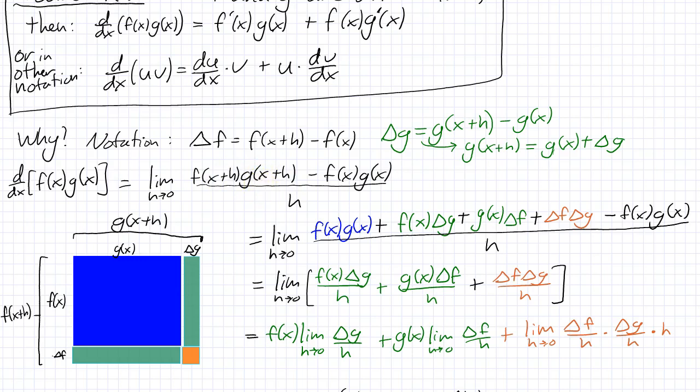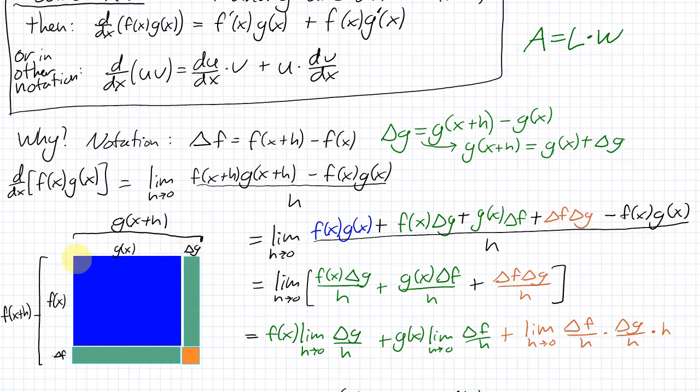So that's why I drew this nice rectangle here, so we can see what the different parts of this product are. If we think of multiplying g of x plus h times f of x plus h as just the area of a rectangle, using regular old area equals length times width, in this case the height is f of x plus h and the length, the other dimension, is g of x plus h.